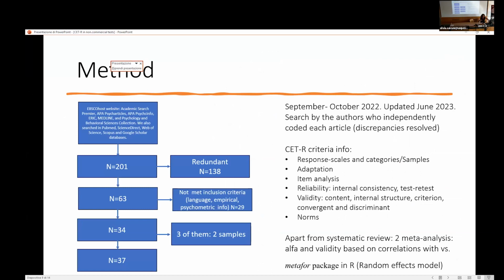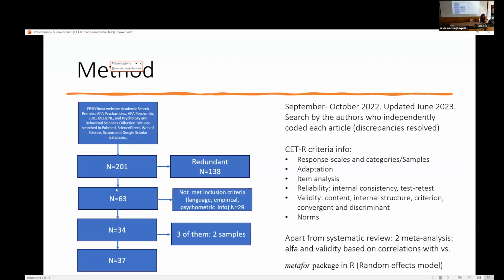The method we followed: we searched many different databases, and we were looking for papers that referred to either the abbreviation of the GPIUS or the full name in the title of the paper, or also in the abstract, and then they needed to mention some psychometric properties like reliability or internal structure or psychometric properties in general. So we knew that they were going to provide some information on that also in the full text. So we found 201 papers because there were many databases.